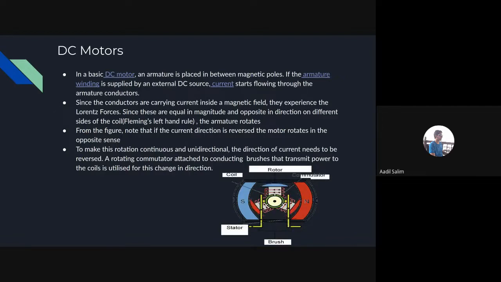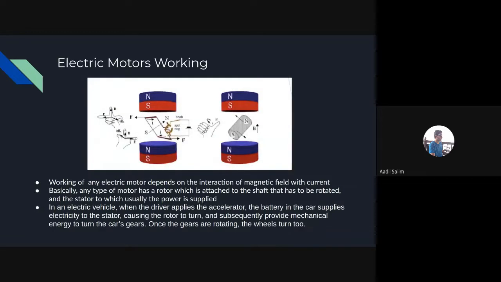We'll first talk about DC motors. When I say DC motors, I mean brushed DC motors. In a basic DC motor, an armature, that is a coil, is placed between the magnetic poles. An external DC source provides current to the armature winding, and that current will be flowing in it. You can see that here. This is a current carrying coil, and it's within an external magnetic field, so it experiences a force called the Lorentz force. The forces experienced by the coil are equal and opposite, on either end of the loop, and they cause the loop to rotate.